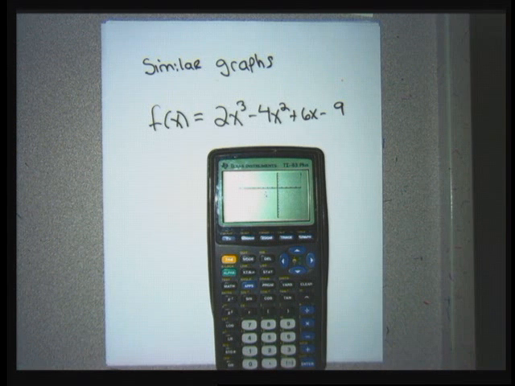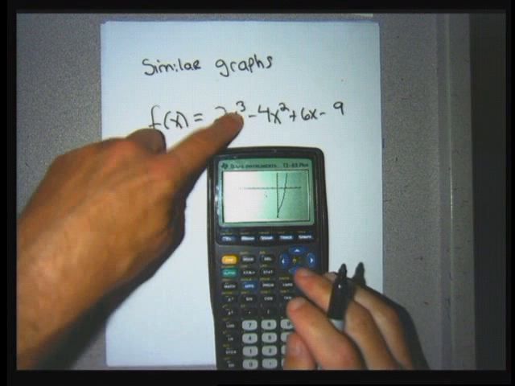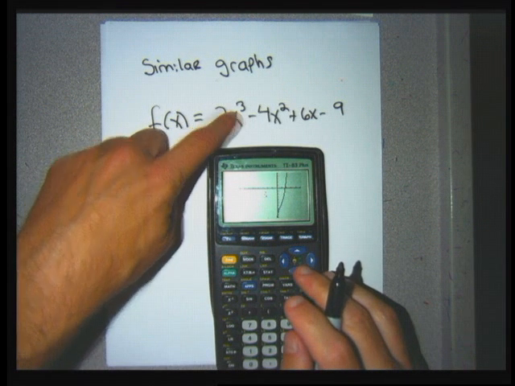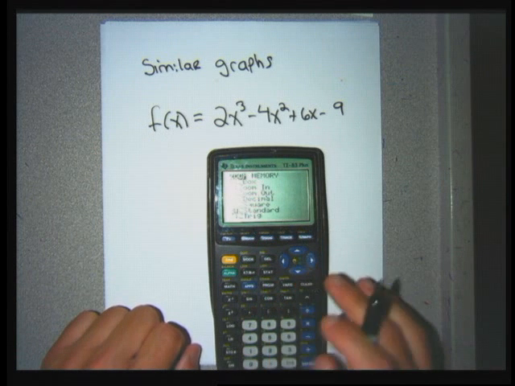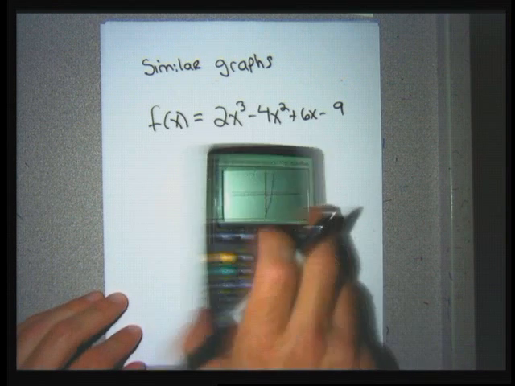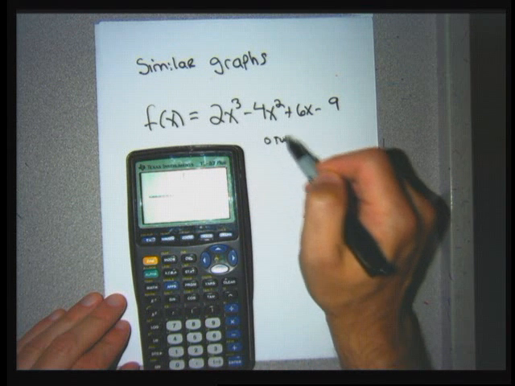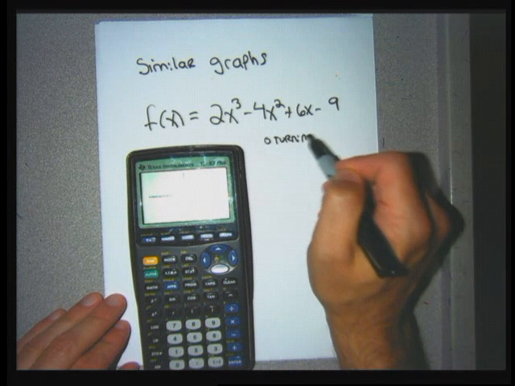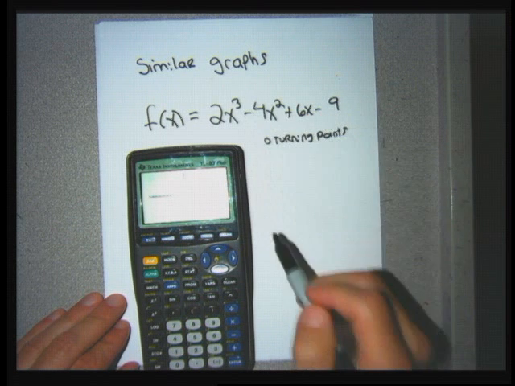That's definitely not a good window, so let me tweak it back to the negative 10 to 10 window. So I know this can't have more than 2 turning points. It looks like it's not going to have any turning points. So I'm going to go zoom, standard, and it's not the ultimate best picture, but for what it's worth, I think this graph has 0 turning points, which is okay. It doesn't have to have any turning points. It just can't have more than 2.